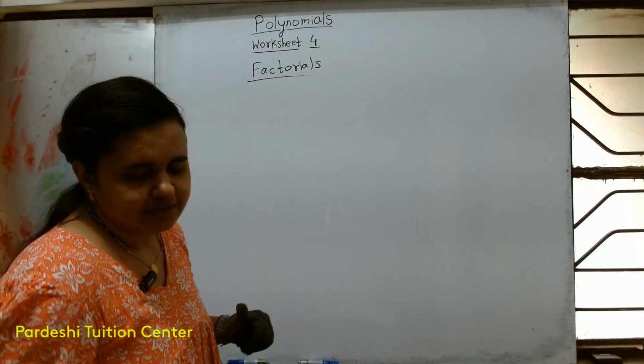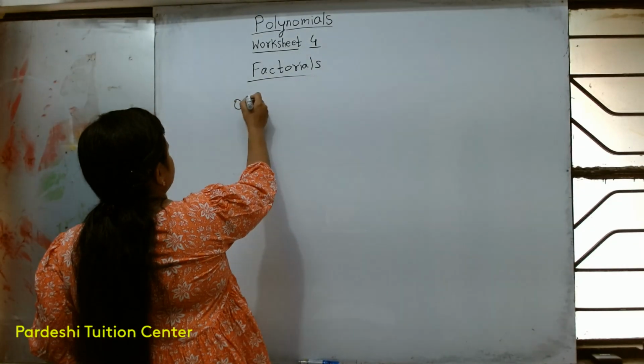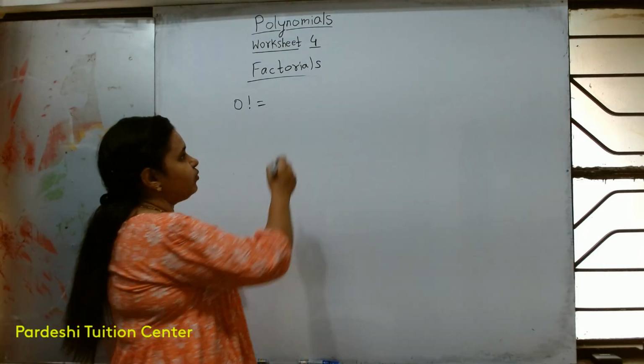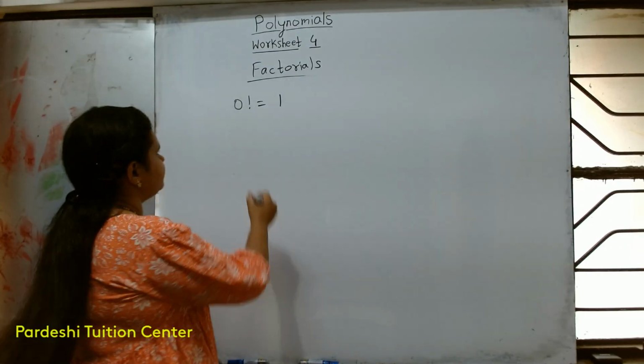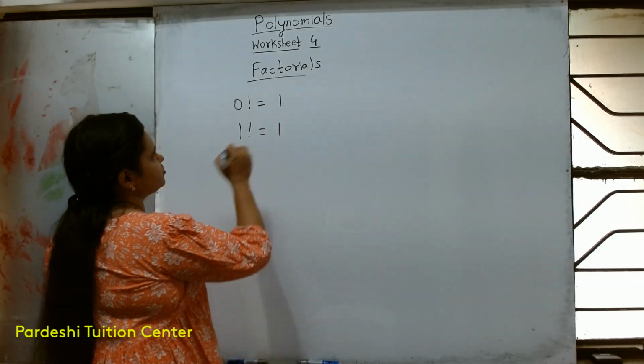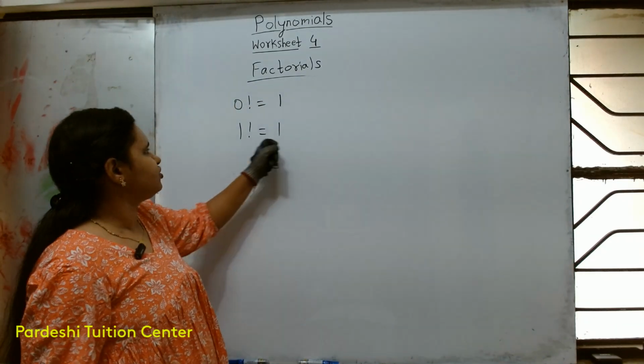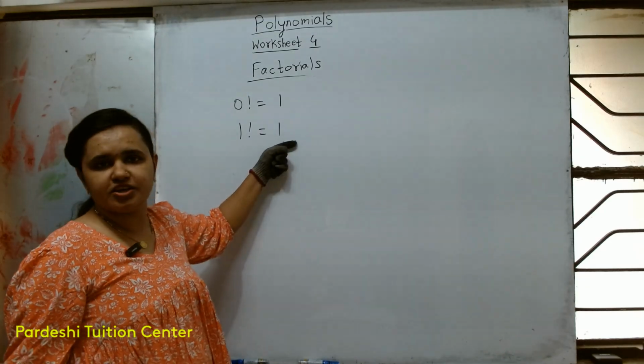Now, if I ask you what is 0 factorial, remember 0 factorial is always equal to 1, and 1 factorial is also equal to 1. 0 factorial is always equal to 1 and 1 factorial is equal to 1.